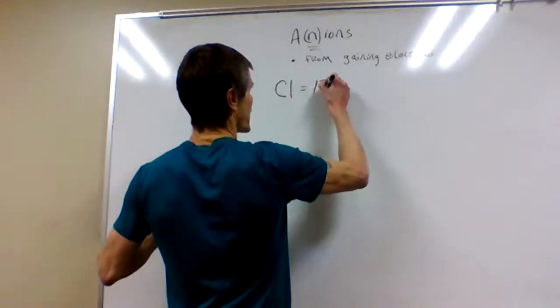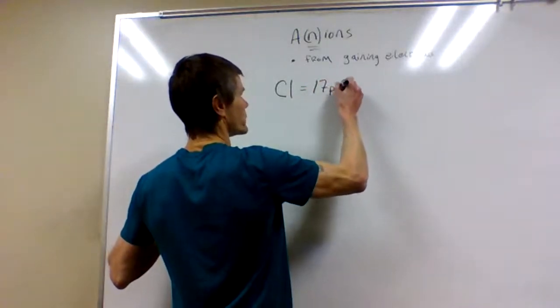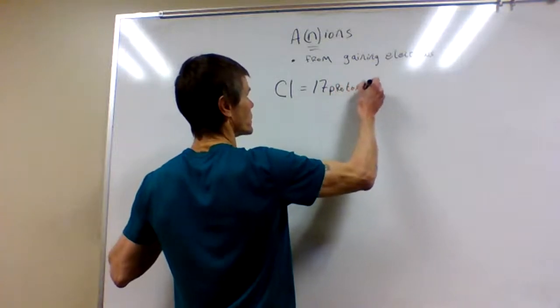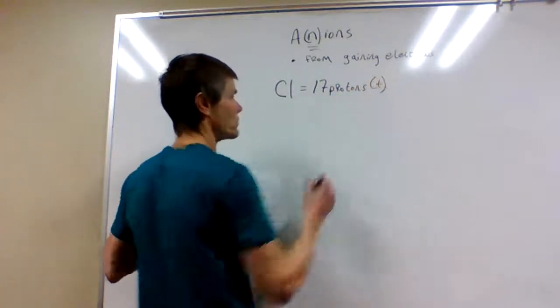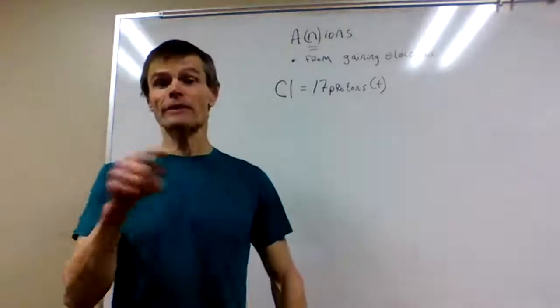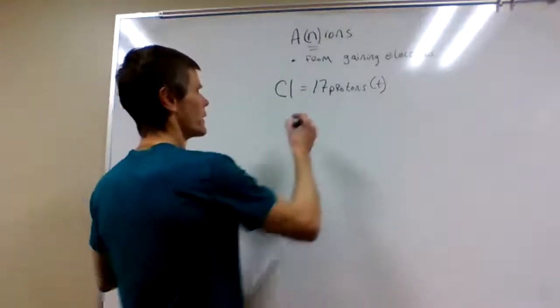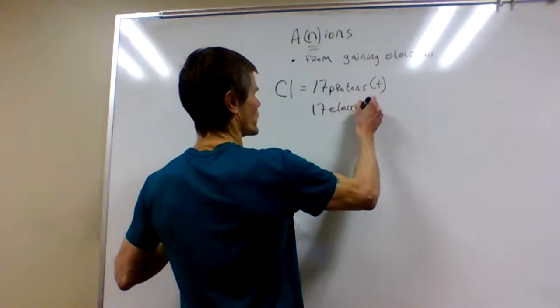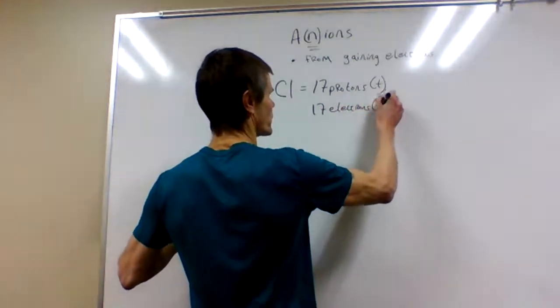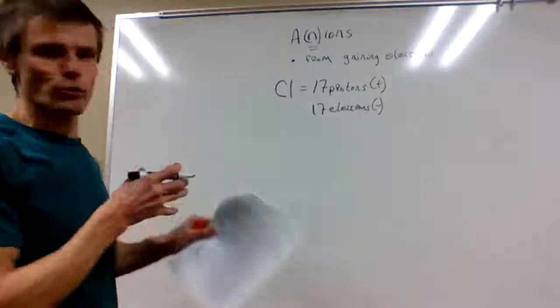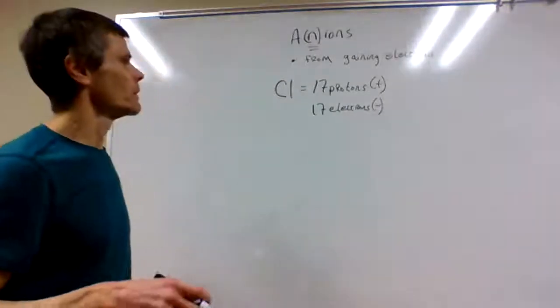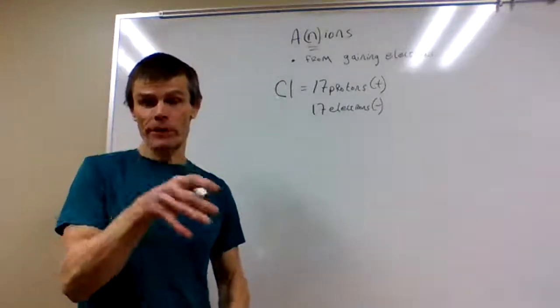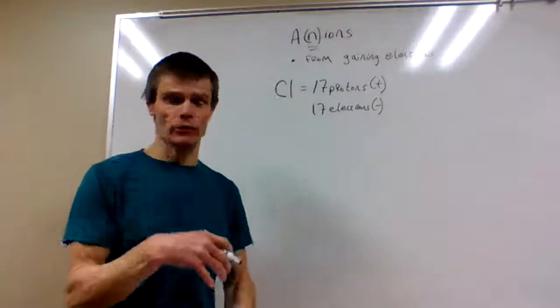Therefore, the atom chlorine has 17 protons, which are positively charged particles, and it has 17 electrons, which are our negatively charged particles. And we have to have an equal number to have the neutral chlorine atom. Again, chlorine is a particular atom that actually can gain electrons.